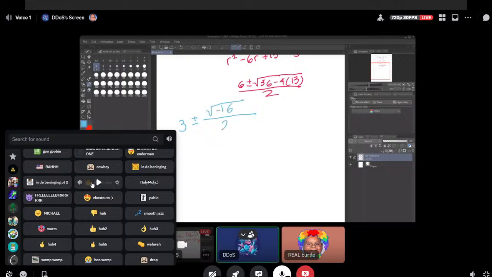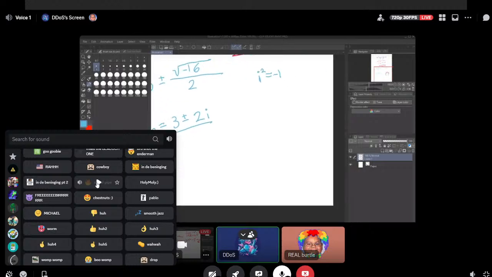I don't know if you've had to deal with negatives and square roots before. Yeah, that's just i, isn't it? Yeah, it's i squared is negative 1. Right. So the square root of negative 16 is just 4i. So it's 3 plus or minus 2 times i, I believe, because we have 4 divided by 2. Yeah. So that means r1 and r2 are that. And they're complex.